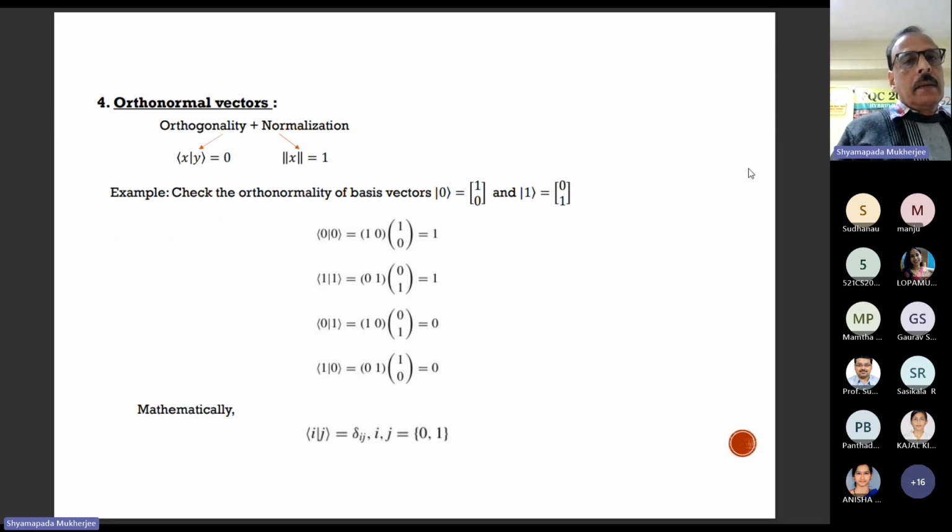Then orthonormal vectors. Orthonormal means orthogonality as well as normalization. If the inner product XY is equal to 0, they are orthogonal. If it is normalized, then the norm of X is equal to 1. So, for example, check an orthonormal basis vector. If I take 0 and 1, 0 is represented as 1, 0 and 1 is represented as 0, 1. Then <0|0> is equal to 1, <1|1> is equal to 1, <0|1> is equal to 0, <1|0> is equal to 0. So mathematically, I write <i|j> is equal to delta ij for orthonormal vectors.